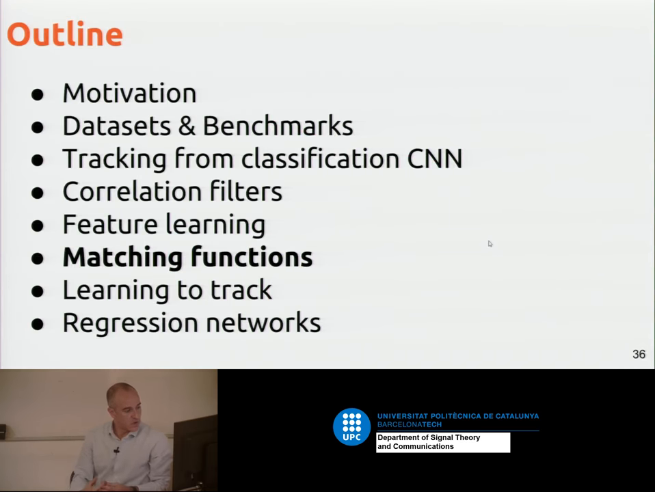Okay, so let's go on. Similarly to the last one, there are these matching functions that I think you have already seen. Imagine you are tracking an object, and now you have all these detections, because you computed them with your object detector, and you want to find which one matches. One way to do it is to train what is called a matching function, a function that, given the object you are tracking and one of the candidate targets, will tell you if they match or not.